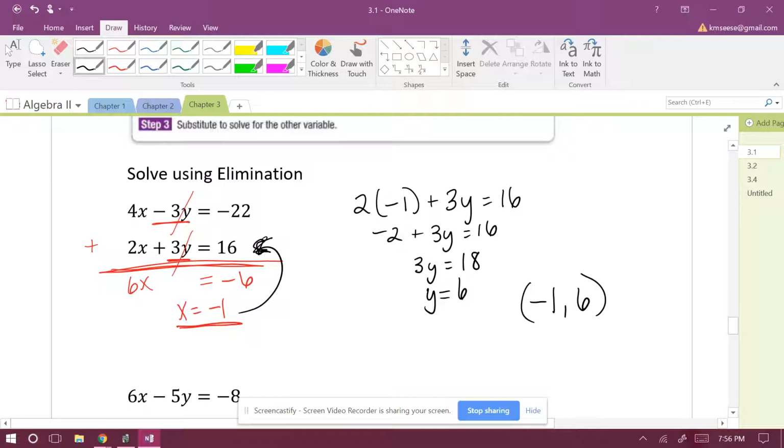And just as with substitution and with graphing, you can always check your answers by plugging those back into both equations and making sure that they both work.